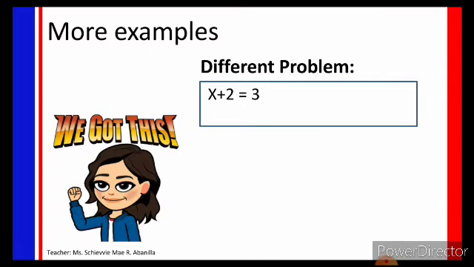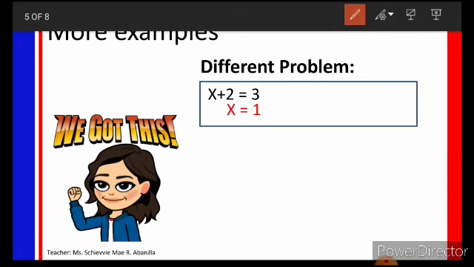Okay. For x plus 2 is equal to 3, we have to think of a number that when added to 2 would give us 3. And we all know that. What is that number? Okay, very good one. If we're going to follow the same procedure, yung ginamit natin kanina, it will look like this. So we have x plus 2 equal to 3, right? Now we have to eliminate 2.